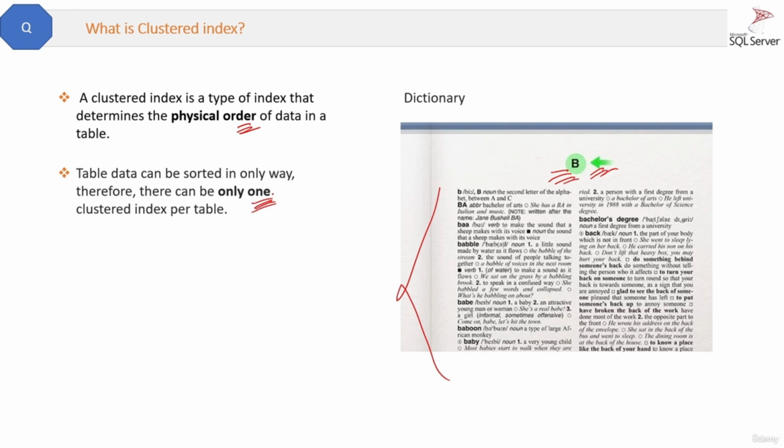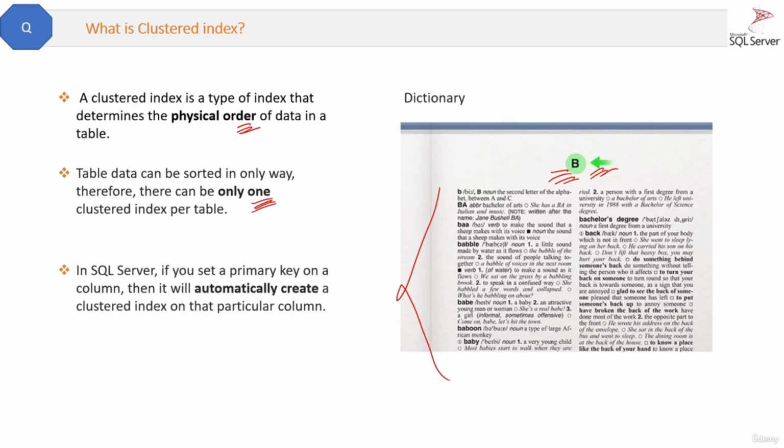Therefore, only one clustered index per table is possible. Now, the next point is that in SQL Server, if you set a primary key on a column, then it will automatically create the clustered index on that particular column, right? So this is the high level, or say the brief details, about the clustered index.